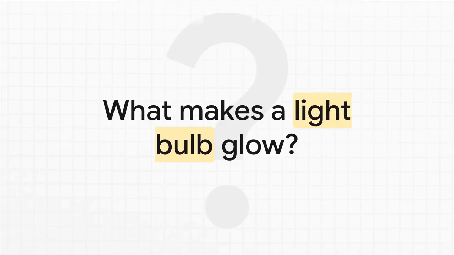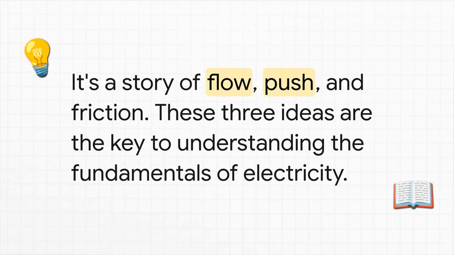You flip a switch and boom, a light bulb glows. We do it all the time without a second thought. But what is actually going on inside that wire to make light? It seems like magic, but it's really just some fascinating physics. The best way to get it is to think of it like a story with three main characters. There's a flow, there's a push that gets that flow started, and then there's a friction that kind of fights against it. If you can get your head around those three things, you've pretty much nailed the basics of electricity.